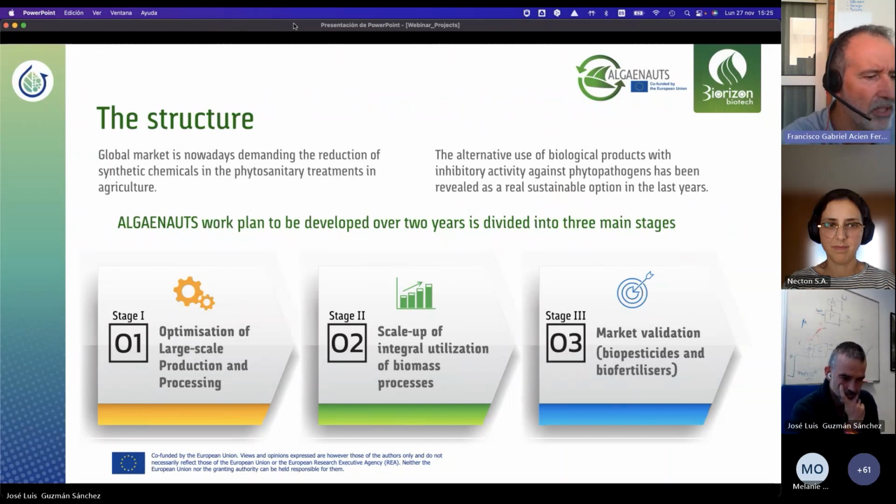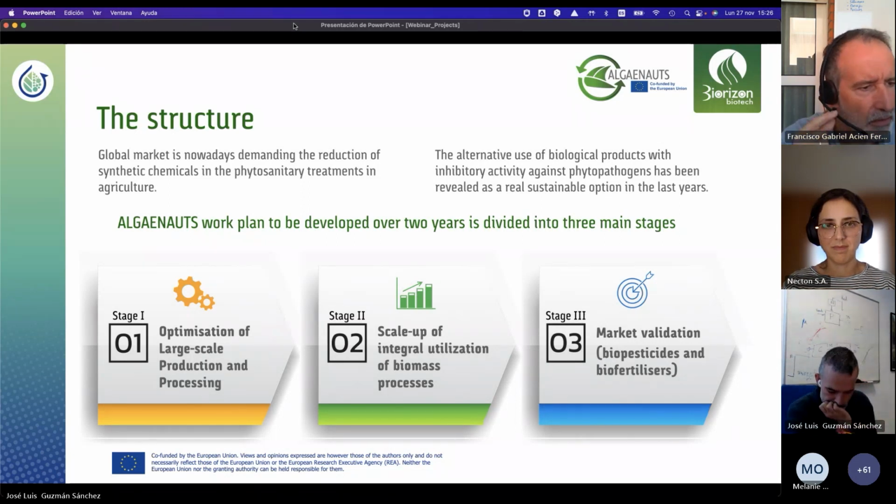Yes, next slide. The project is mainly divided into three classical topics: optimization of large-scale production of microalgae biomass, I repeat again, sustainable reactors and reusing waste as nutrient source; a scale up of the utilization of the microalgae biomass, always thinking about no waste and full use of the biomass for final products; and validation of these products in the market. They already have experience in biostimulants, biofertilizer, but now they are also gaining experience in biopesticides. Next slide.